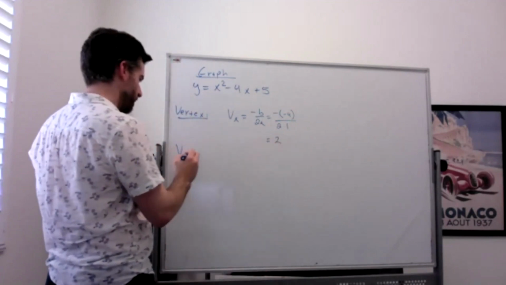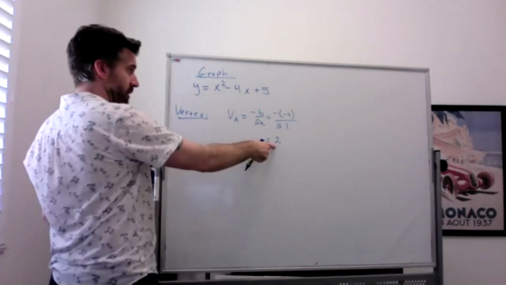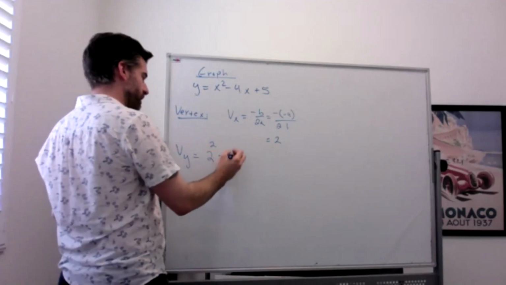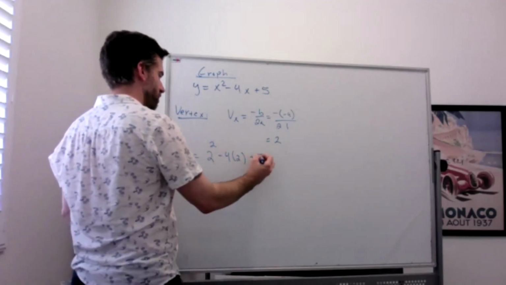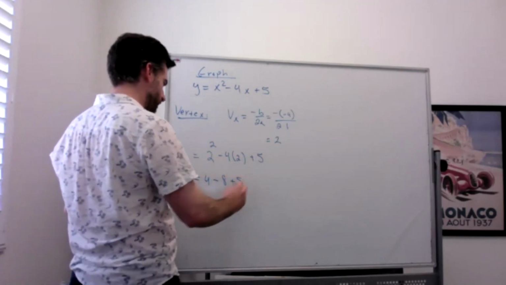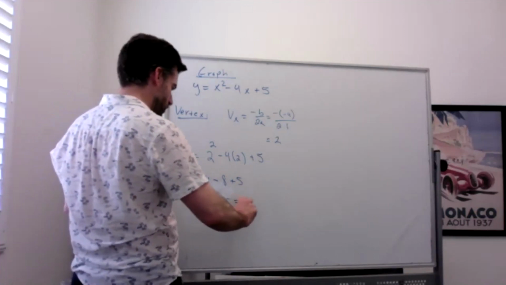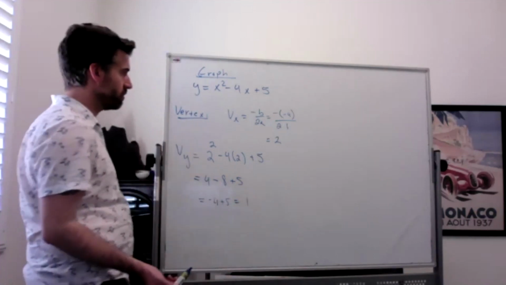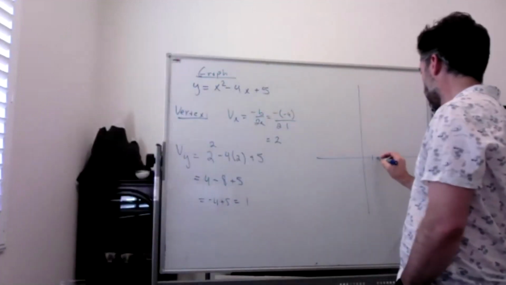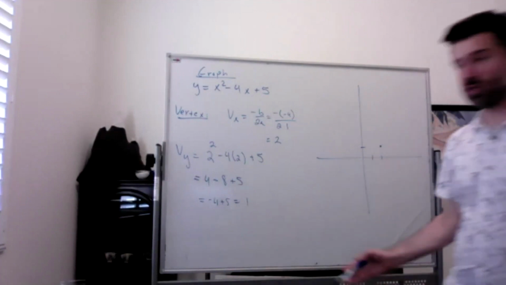The y coordinate: I'm going to plug in that 2. So I'm going to get 2 squared minus 4 times 2 plus 5. That's going to be 4 minus 8 plus 5, which is negative 4 plus 5, which is 1. So there's my vertex at 2, 1.